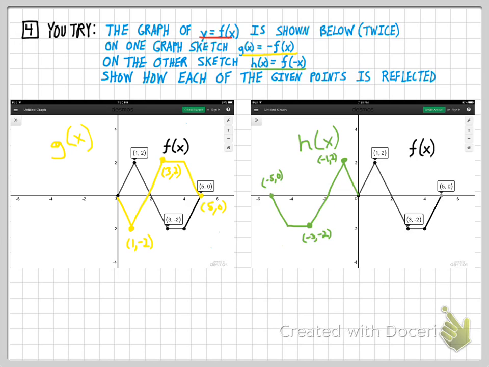The green graph on the right is the graph of f of negative x. That's the other reflection, through the y-axis. In those points, the x-coordinate becomes the opposite. So 1, 2 turns into negative 1, 2. 3, negative 2 becomes negative 3, negative 2. And 5, 0 becomes negative 5, 0. A big part of reflections is keeping straight which type of change gives you a reflection through the x-axis and which gives you a reflection through the y-axis.